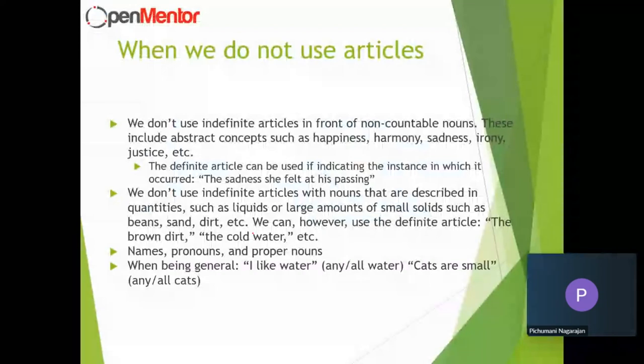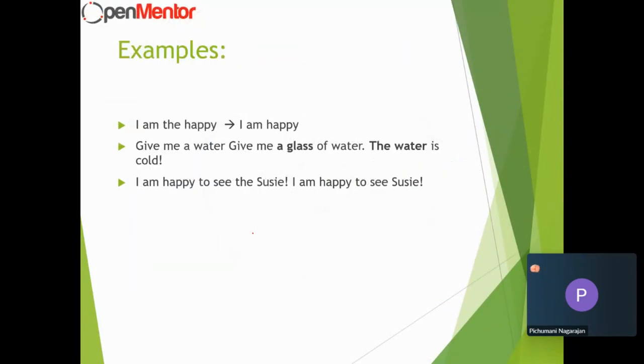Okay, fine. So next, let me show you some examples. You cannot say "I am the happy", you can just say "I am happy". And when we talk of a very specific count, one, you cannot say "give me a water", you say "give me a glass of water".